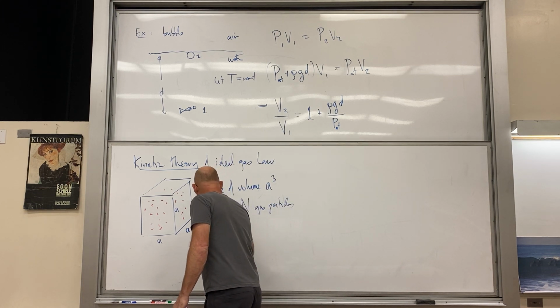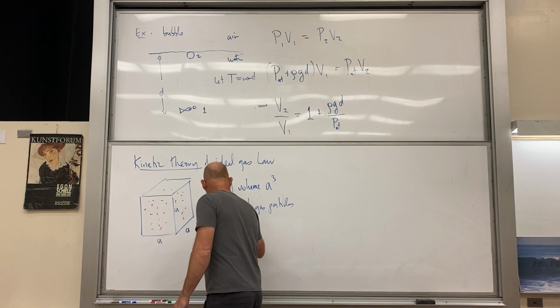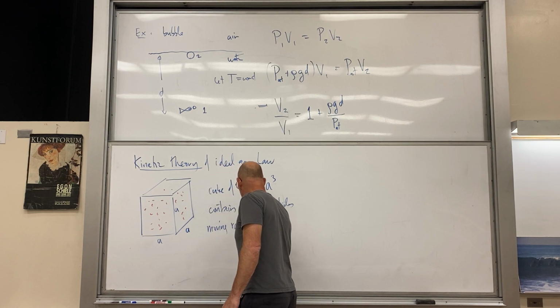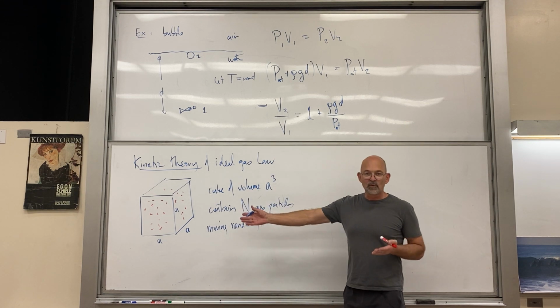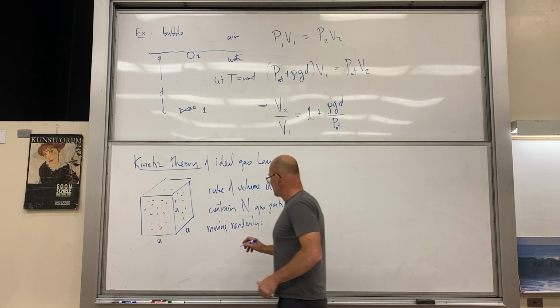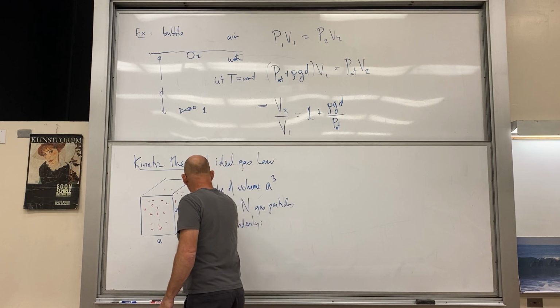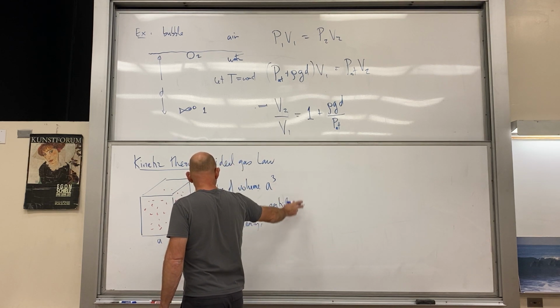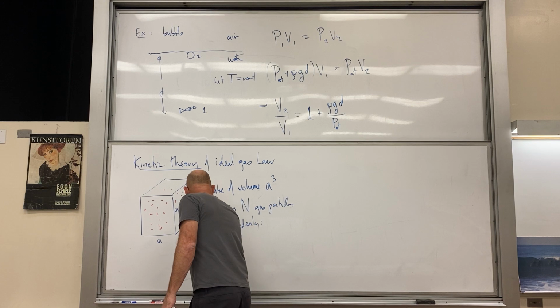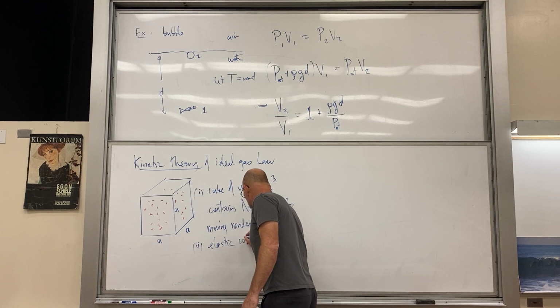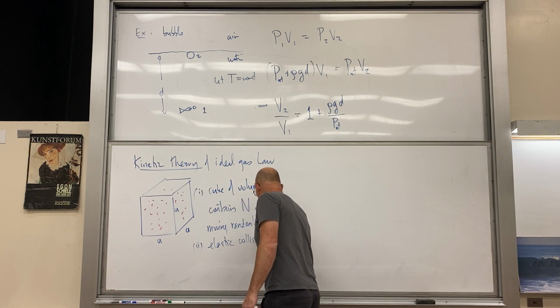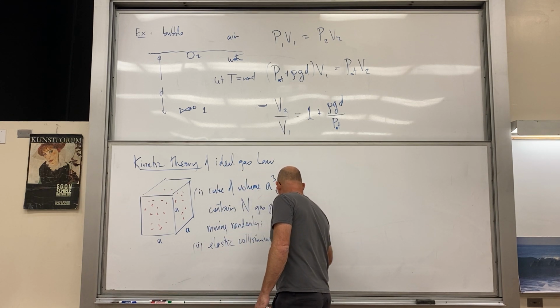moving randomly. But what they do is they collide with the wall. So let me number these things here. Two, we're going to imagine there are elastic collisions with the walls.